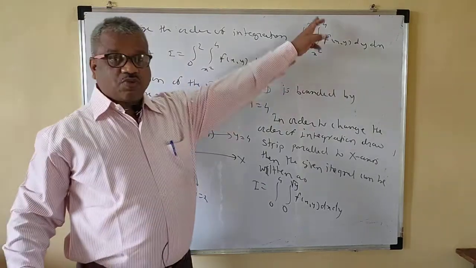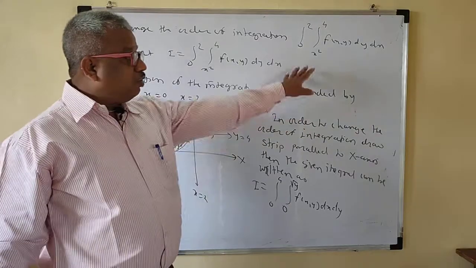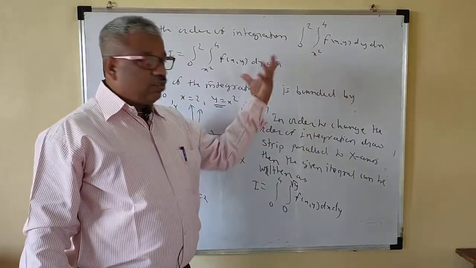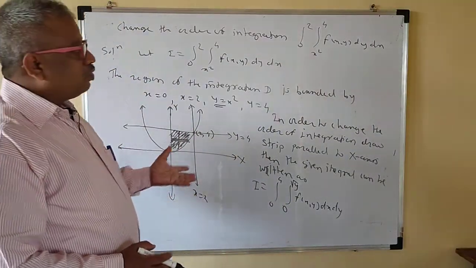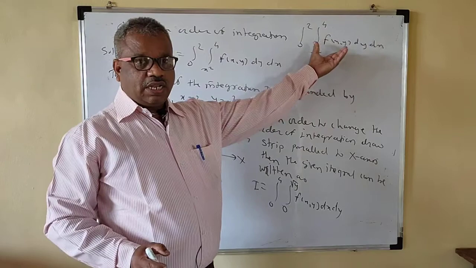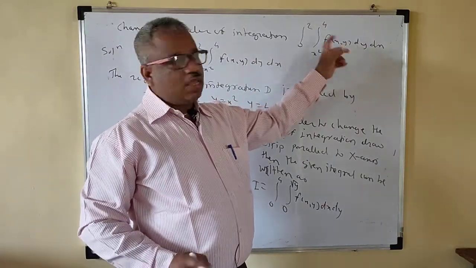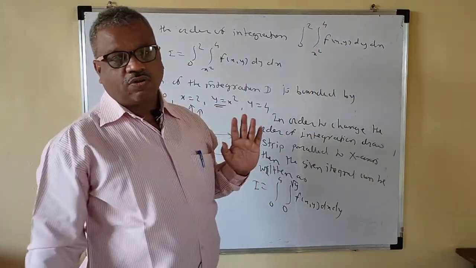Now see here, limits of y are 0 to 4 and here x is 0 to root y. See the difference. Both values are the same number, right? If your function is given to you, then the value will be the same. When your function is not integrable with respect to y, then we must change the order of integration.